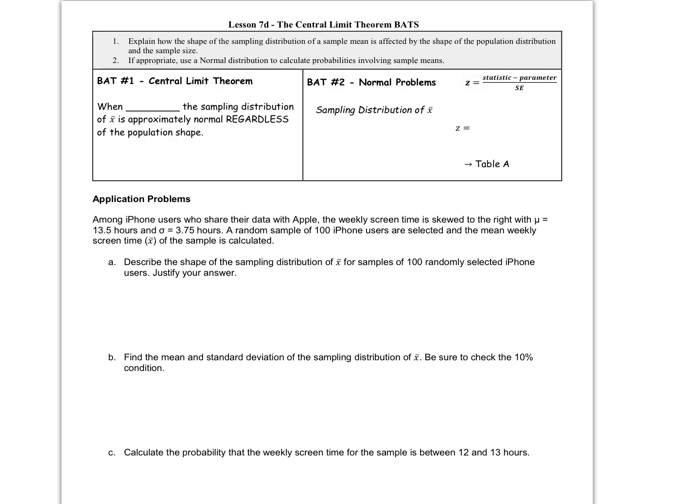Now, looking at your back page, I'm going to switch over. You can see what I'm doing.